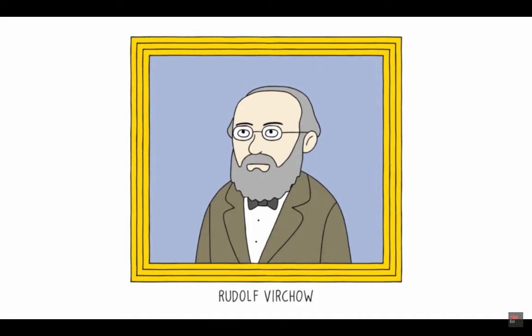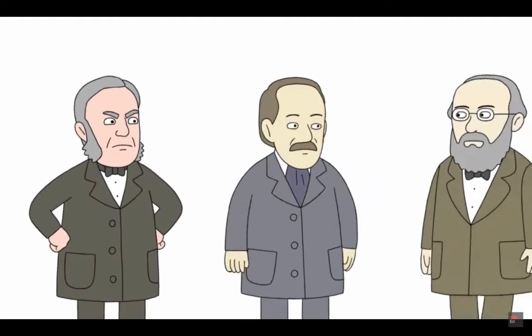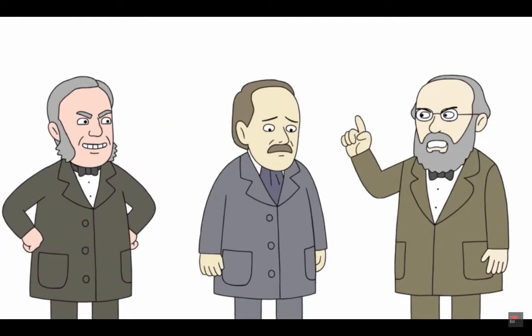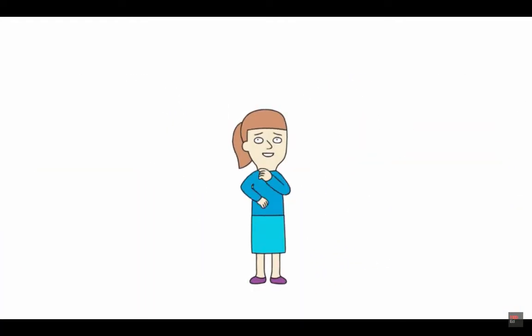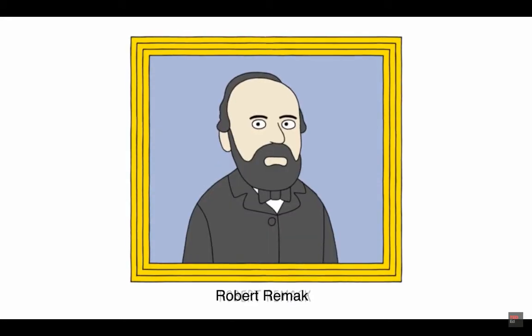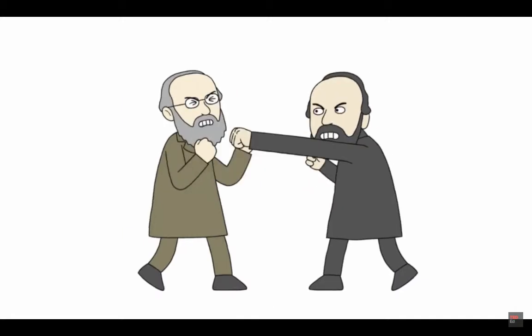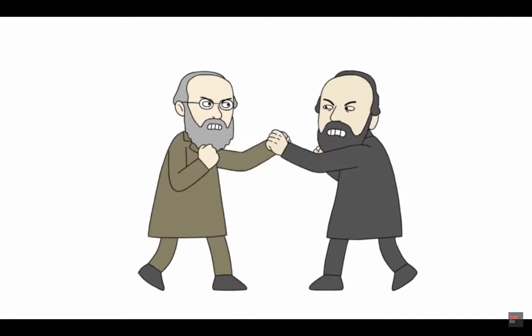That's when another scientist, named Rudolf Virchow, stepped in with research showing that cells did come from other cells. Research that was actually, how to put it, borrowed without permission from a Jewish scientist by the name of Robert Remak, which led to two more feuding scientists.